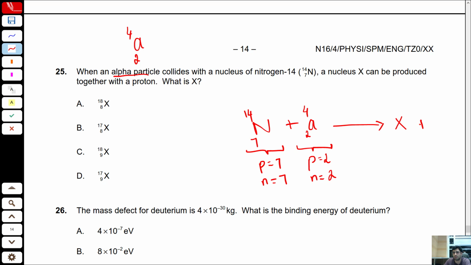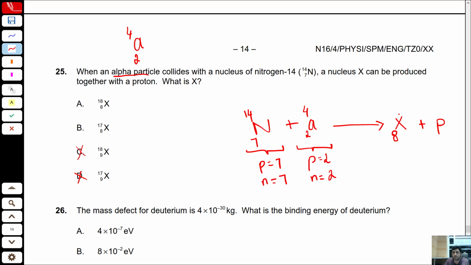So plus a proton. If you use conservation of charges, totally we have 7 plus 2, 9 protons. So 9 minus 1, we will be left with 8 protons. The number of protons and neutrons on both sides must be conserved. On the left hand side, in the reactant, we have 7 plus 2, 9 protons. On the right, we should also have 9 protons. Because one of the protons is lost, there are 8 left. So it has to be the one with 8 protons, either A or B, so ignore C and D.